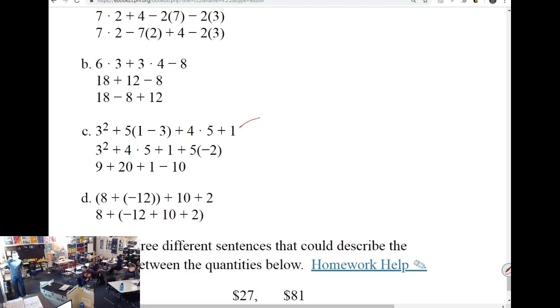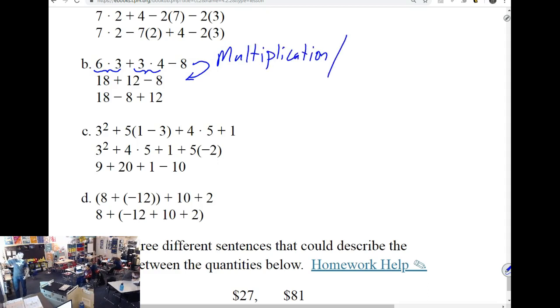Alright, right here, we should do B. In B, first thing that happens is 6 times 3 gets multiplied, and 3 times 4 gets multiplied. So from here to here, you could either say multiplication, or you could say simplification.